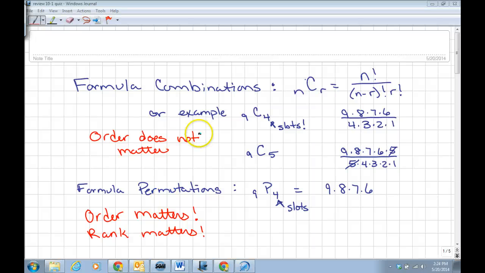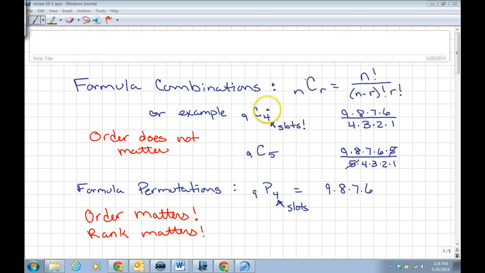So in reviewing for the chapter 10.1 quiz, first of all, combinations: order does not matter. It would be like you have 10 candy bars and you're picking 7. Order does not matter, okay? But if you were looking for president, vice president, and treasurer, permutations matter. Permutation is because rank matters, okay?